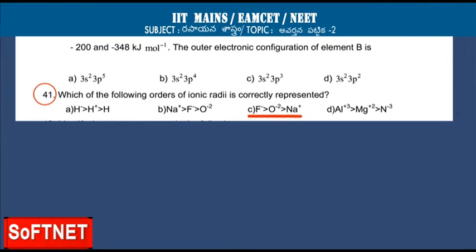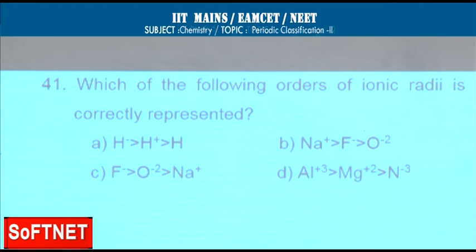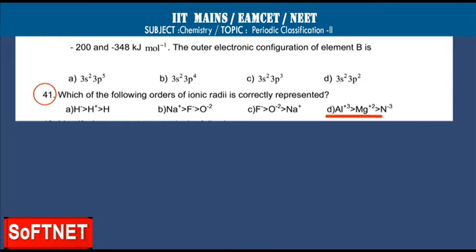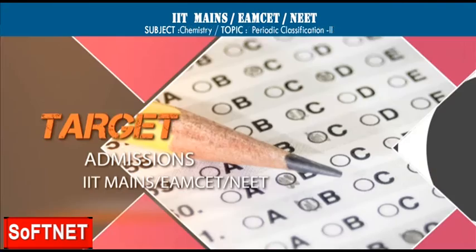In case of C, F minus greater than O minus 2 greater than Na plus. This option is also wrong. An oxide ion is larger than a fluoride ion. In D, the cation with a higher positive charge is given a larger size, which is not possible. So, for this question, there is no correct option in fact.